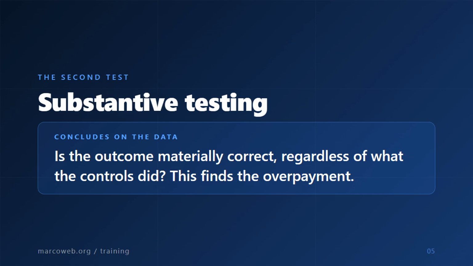The second type is substantive testing. Substantive testing determines whether the data or the outcome is materially correct, regardless of what the controls did. Recalculating gross-to-net pay for a sample of employees. Confirming the entitlements in the identity provider match the approved matrix. That is what would have caught the overpayment.